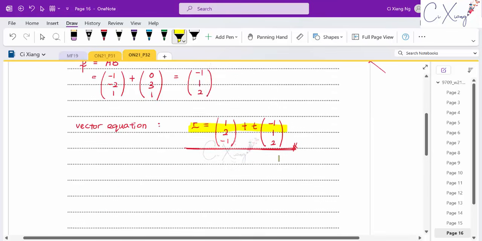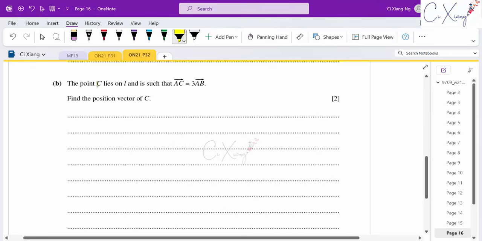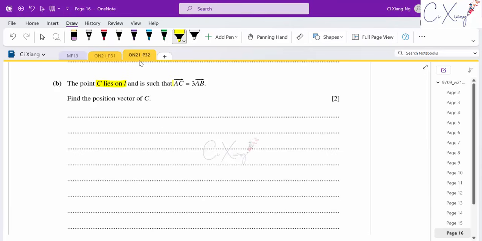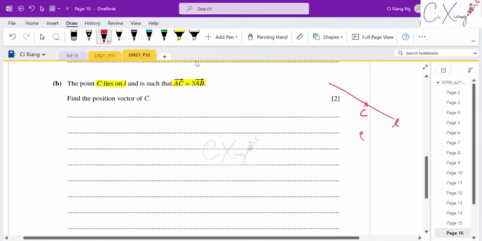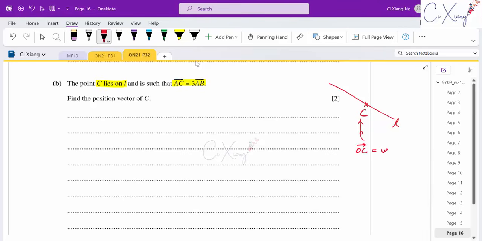Alright, then now let's proceed to part B. For part number B, they are saying that point C lies on line L and also AC equals to 3AB. They want us to find the position vector of C. Okay, so first of all, you need to know that C lies on L. When we are having any particular point that lies on the line, basically OC, the position vector of the C will be equals to the vector equation of line L.